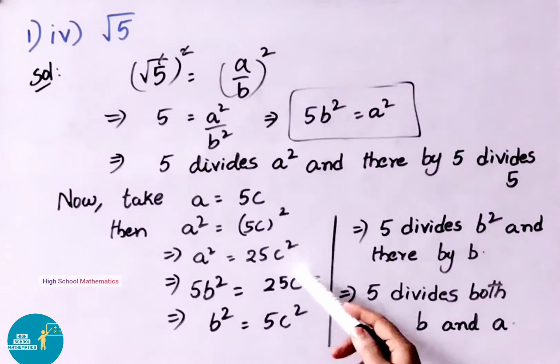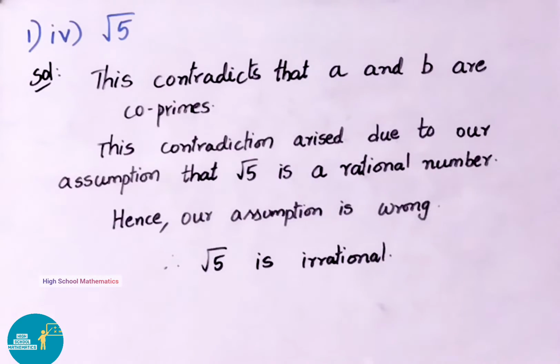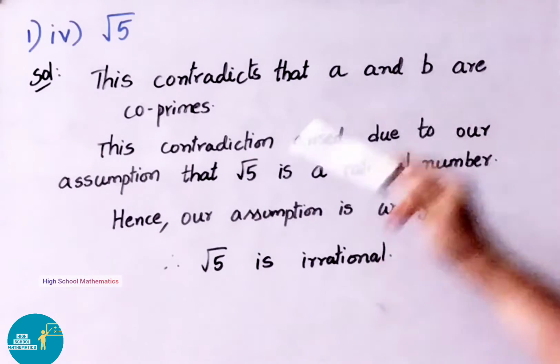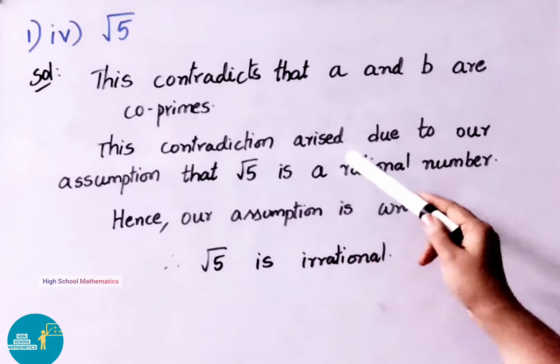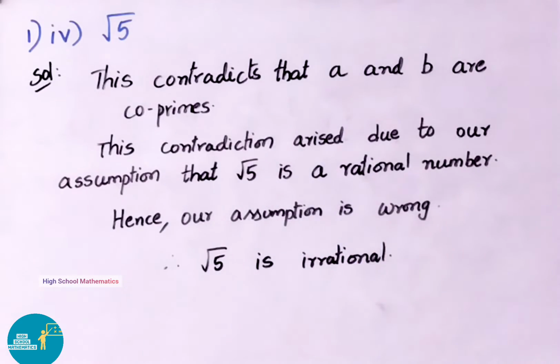Now dividing both the terms by 5, we get b square equals 5c square. That implies 5 divides b square and thereby b. So that implies 5 divides both b and a. This contradicts that a and b are co-primes. This contradiction arises due to our assumption that square root of 5 is a rational number. Hence our assumption is wrong. Therefore square root of 5 is irrational.